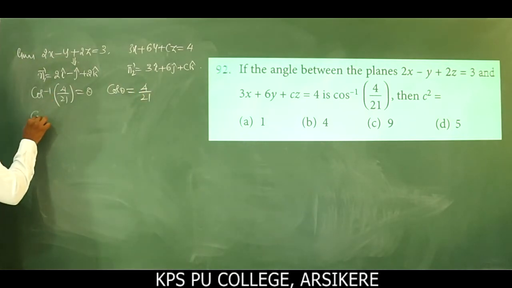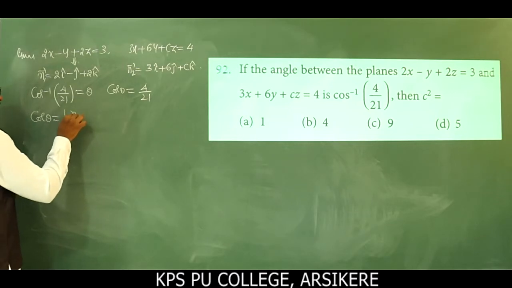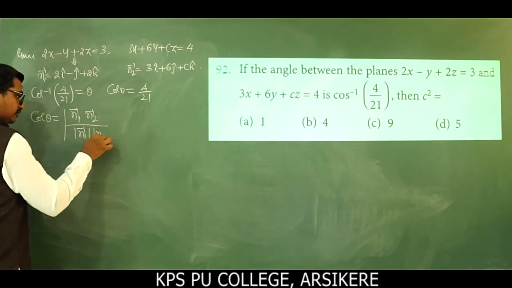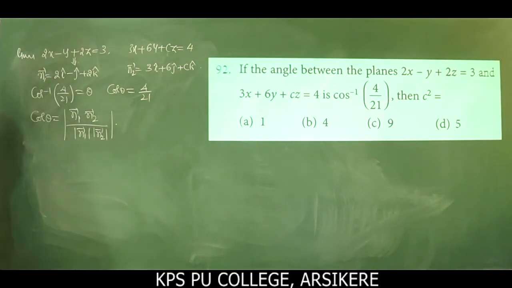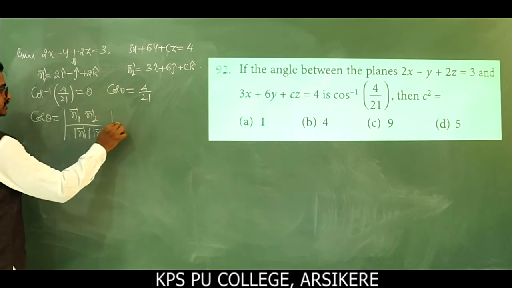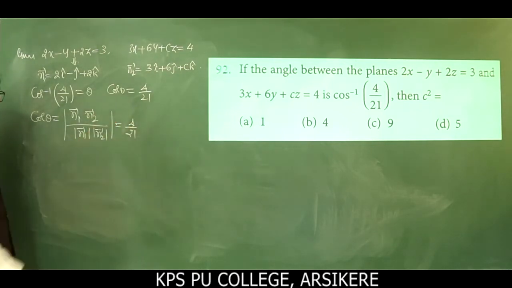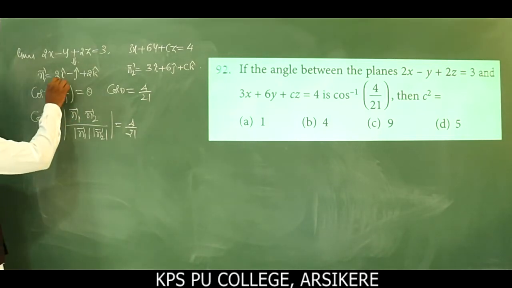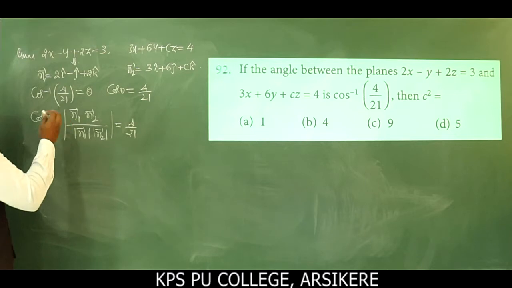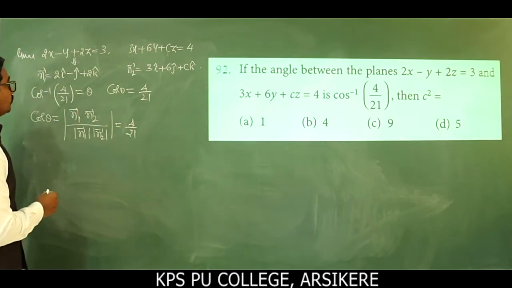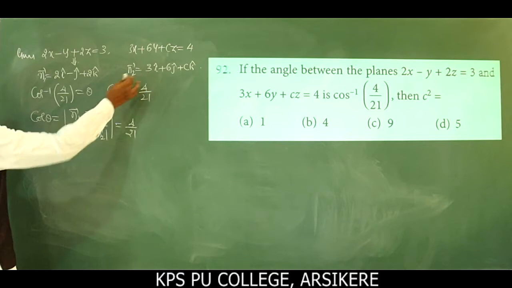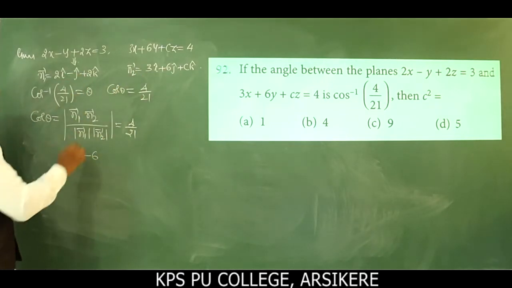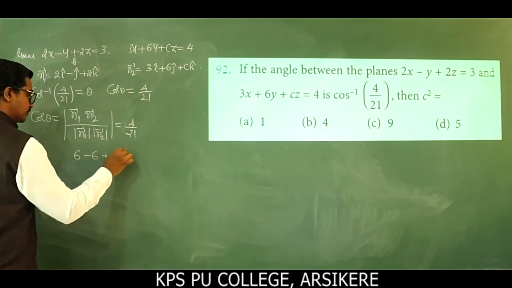Therefore cos theta is equal to 4 by 21. Remember the formula: cos theta is equal to the modulus of vector n1 dot n2 divided by mod of n1 into mod of n2. Cos theta is given as 4 by 21. So vector n1 dot n2: go with i to i, j to j, k to k components. The i component is 2 times 3, and j is -1 times 6, that is -6, and k is 2 times c, which becomes plus 2c.